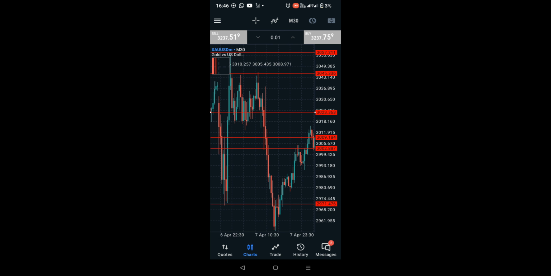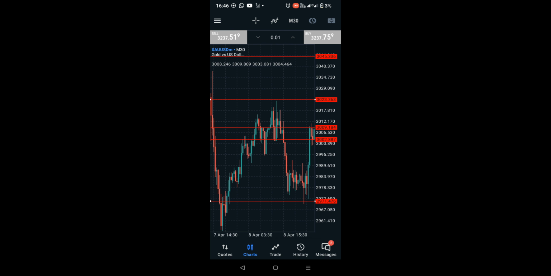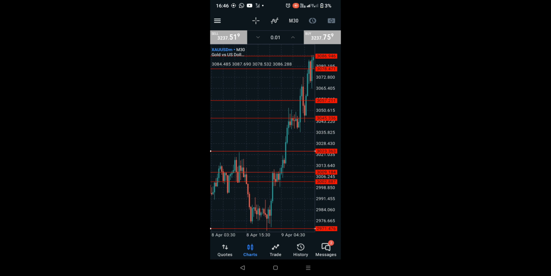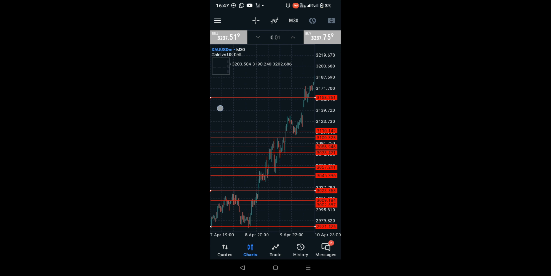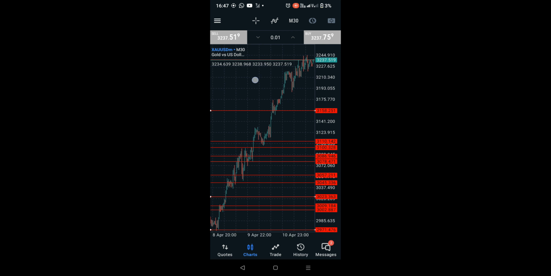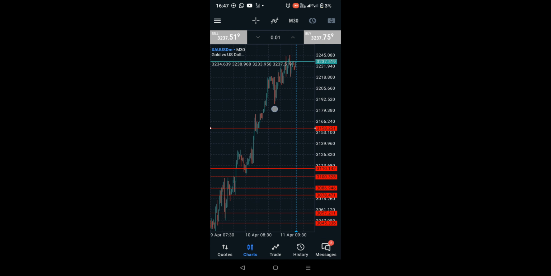Okay, so let's see if we're going to find an entry here. So yeah, guys, these were the lines which were support and resistances in the past. So I just wanted to show you that example. I hope you guys understood it perfectly. All right, so let's see if we can find an entry right now for tomorrow, since tomorrow the market is opening.